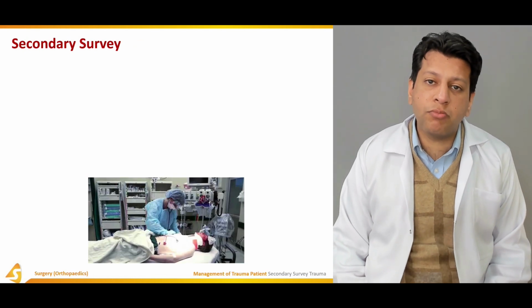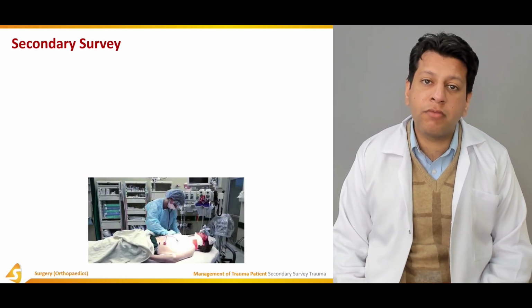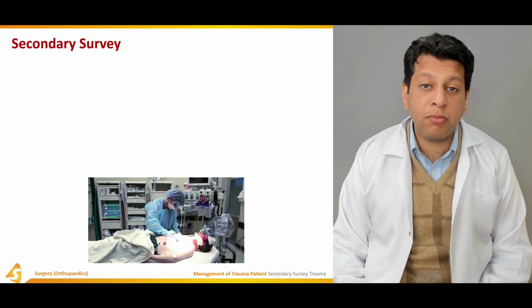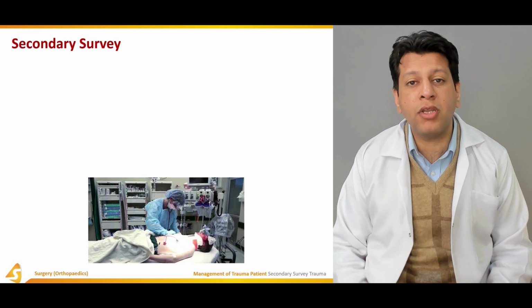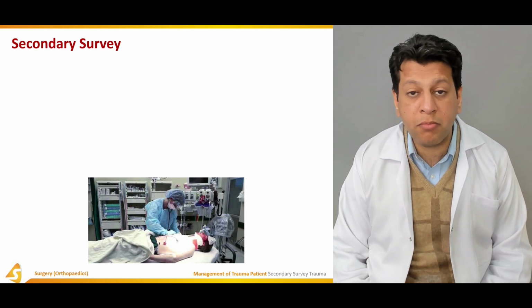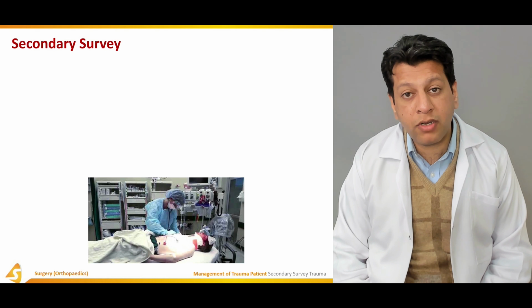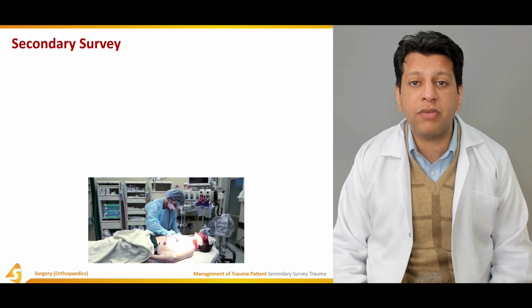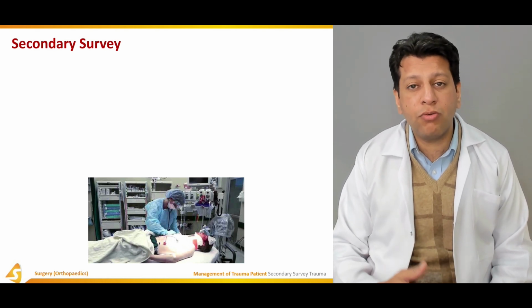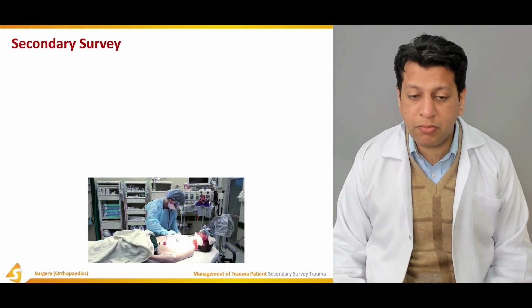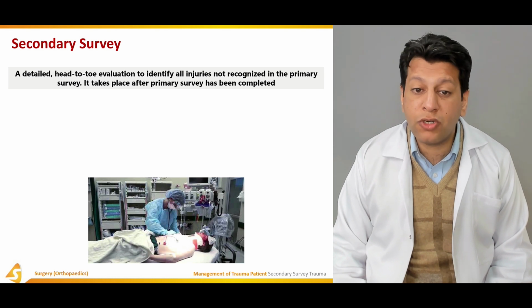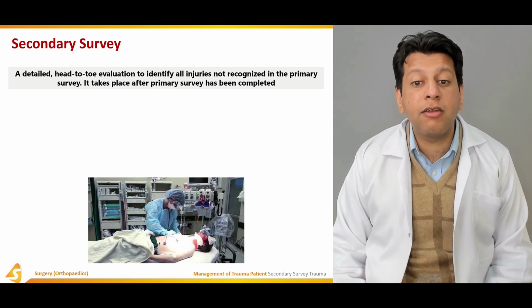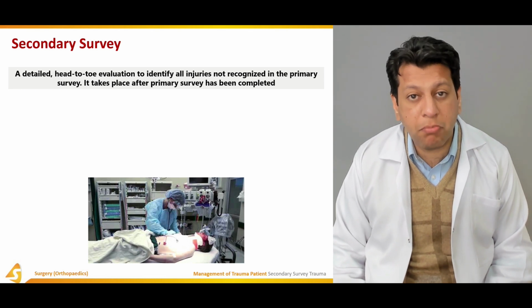Why is the secondary survey important? Once we have completed the primary survey and done the adjuncts, once we have stabilized the patient, then we need to rule out other injuries which may not be potentially life-threatening at this time, but eventually may become life-threatening later on, or may be associated with the patient as well. So we need to rule out other injuries also which may be associated. Therefore, secondary survey is a detailed head-to-toe evaluation to identify all the injuries not recognized in the primary survey. It takes place after the primary survey has been completed.